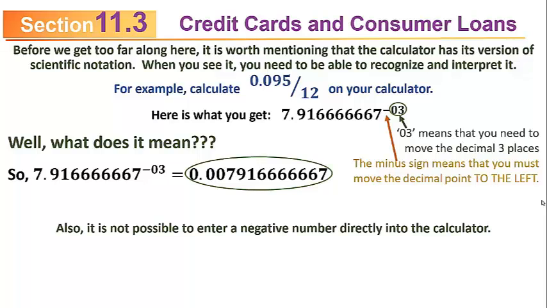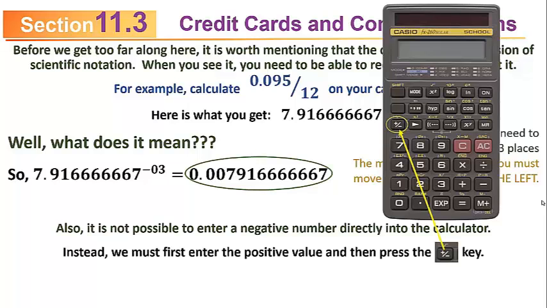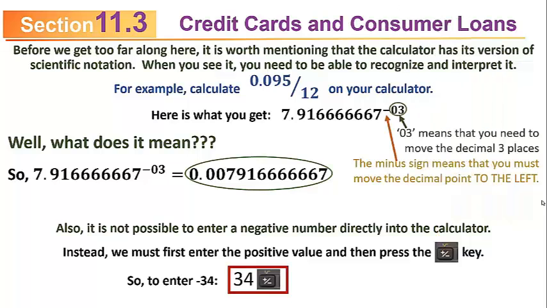Another thing is it's not possible to directly enter a negative number. What you have to do is enter the positive value and then press the plus minus key. That's sort of the switch sign key. So if you wanted to enter a negative 34, you would first type in 34 and press the plus minus key. You cannot put the minus sign in first. You have to type in the positive value and then press the plus minus key.